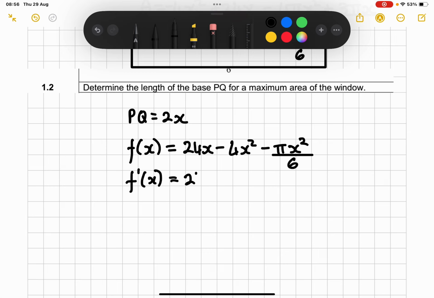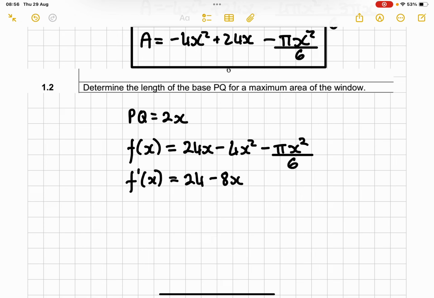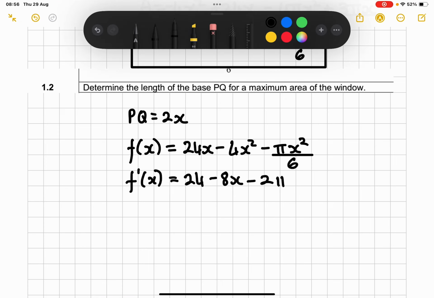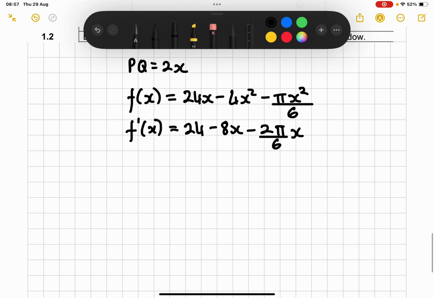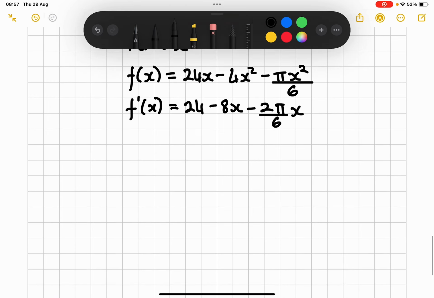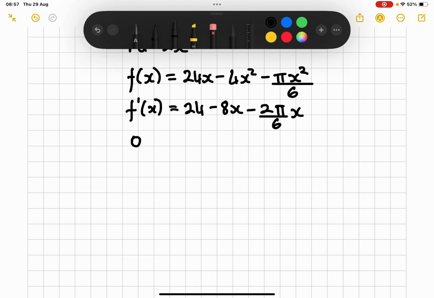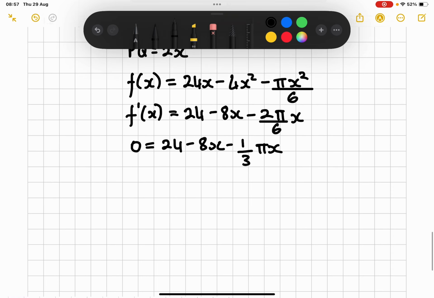Okay, so this is going to be 24 minus 8x minus 2 pi over 6 x. I hope that's right. Okay, I could be wrong, but I hope that's right. Anyways, so we're just going to keep solving and hope for the best. 0 is equal to 24. Again, I said we're going to make the derivative equal to 0 to optimize, and I'm actually going to write this as 1 over 3 pi x. Okay, so from now we just need to solve for x.